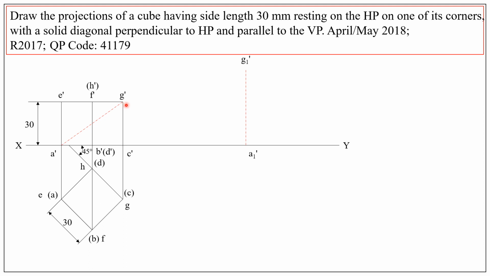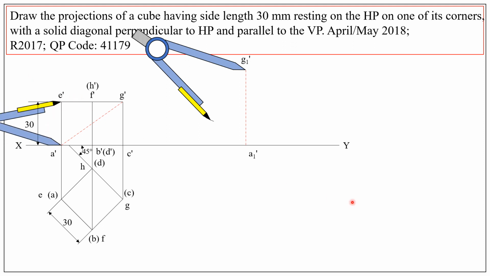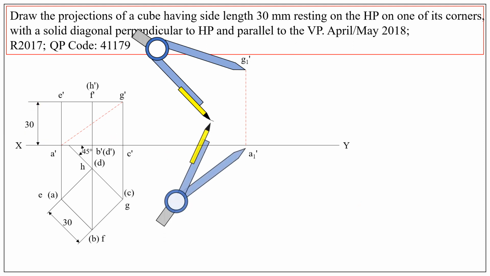Now we need to obtain the points B dash, C dash, D dash, E dash, F dash, G dash, H dash over here. That means we are going to reorient the front view. For that, measure the distance E dash G dash, and with G1 dash as center, draw an arc. Similarly, measure the distance A dash E dash, and with A1 dash as center, draw an arc.